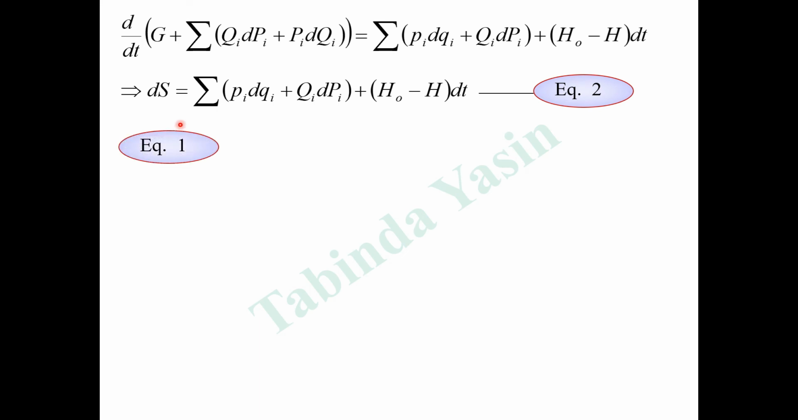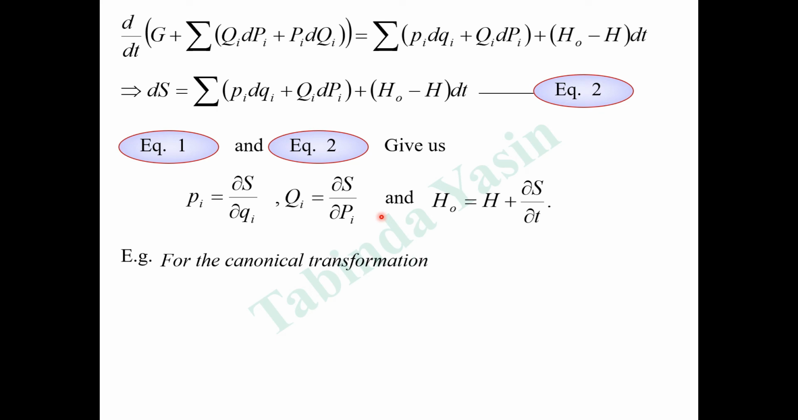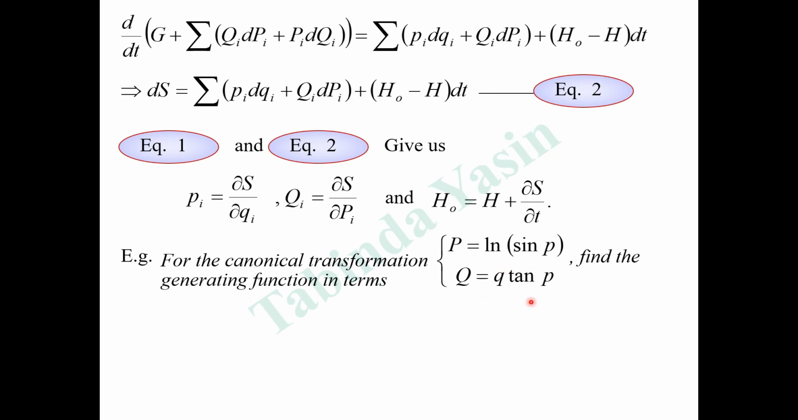Now equation 1 and equation 2 give us small pi is equal to partial S over partial Qi, and capital Qi is equal to partial S over partial capital Pi, and h naught is equal to h plus partial S over partial t. Example: for the canonical transformation P is equal to log of sin p and capital Q is equal to small q tan p, find the generating function in terms of p and q.